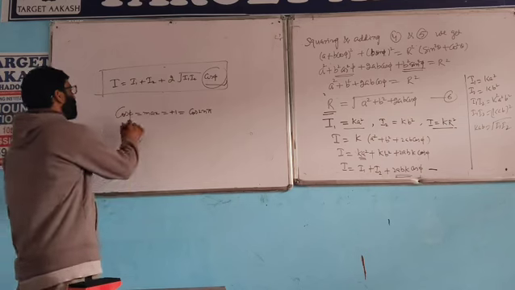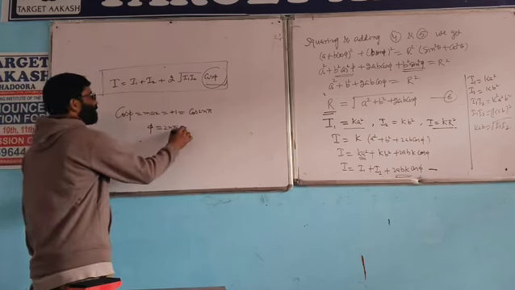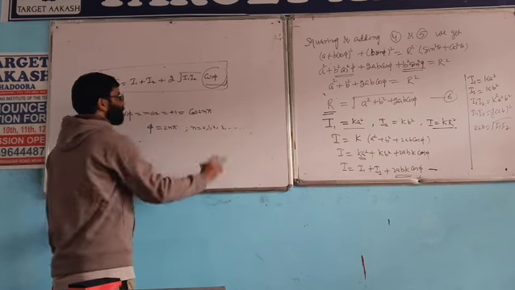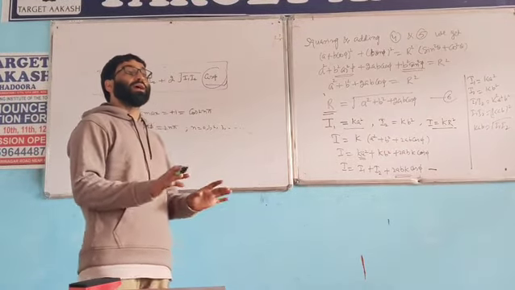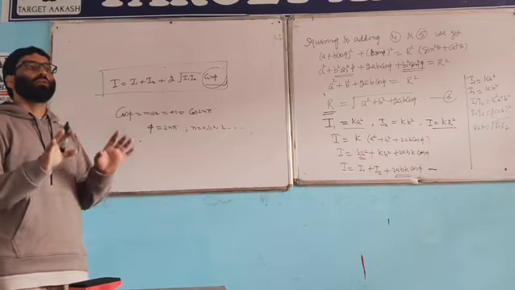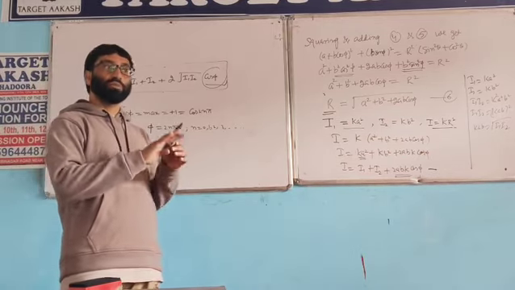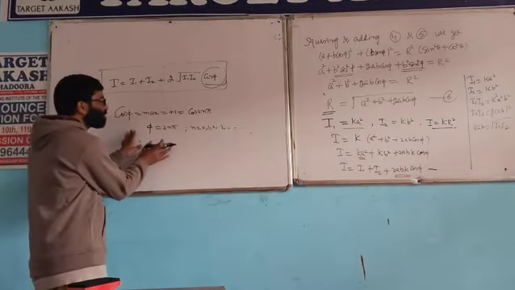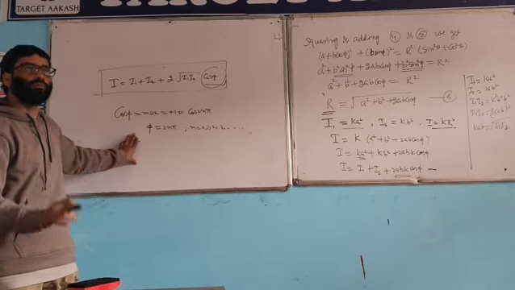So phi will be 2n pi, where n is 0, 1, 2, 3, and so on. So the two waves, y1 and y2, will interfere constructively. You will obtain a constructive interference, a bright fringe on the screen, if the phase difference between the two waves is an even multiple of pi.